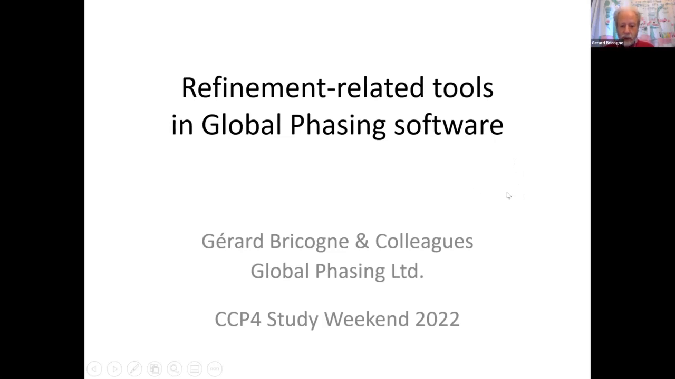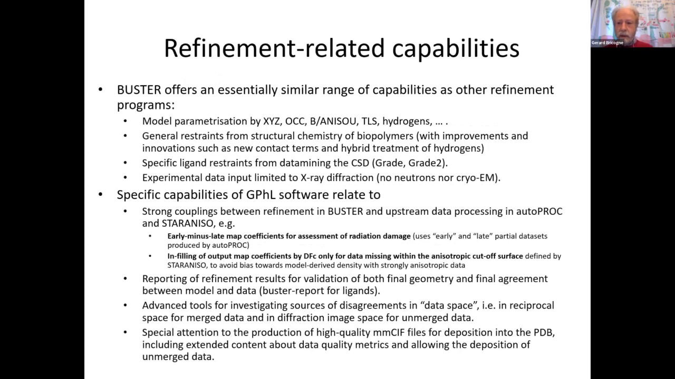So I will not be covering a point-by-point comparison between Buster and other refinement programs. I would say that Buster offers an essentially similar range of capabilities to other programs in terms of parameterizations and restraints from general structural chemistry. That restraint topic was covered by Clemens very well yesterday. Grade and Grade2 generate ligand restraints.